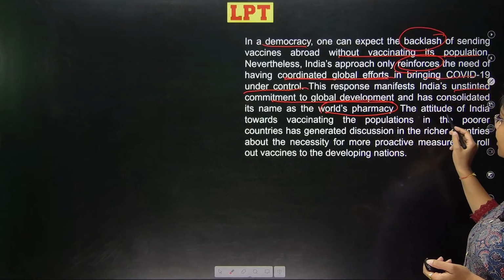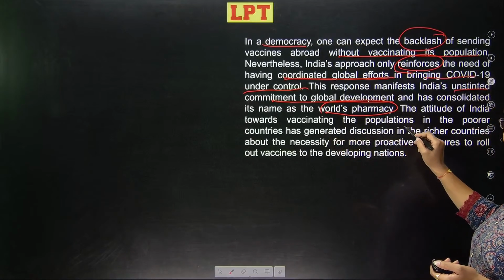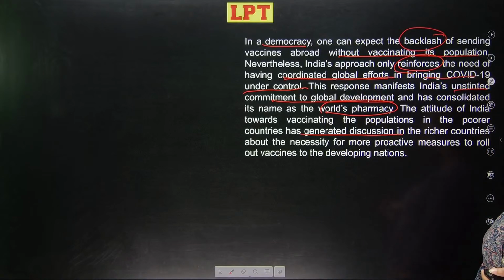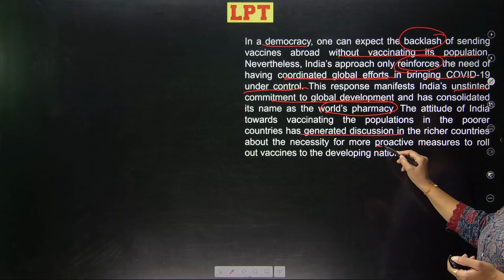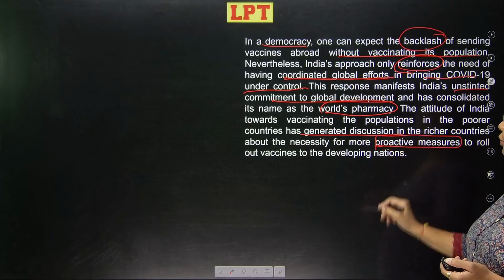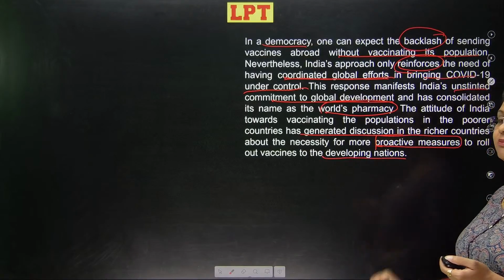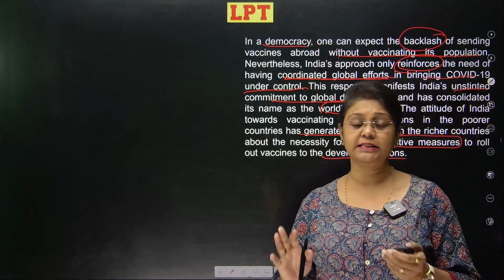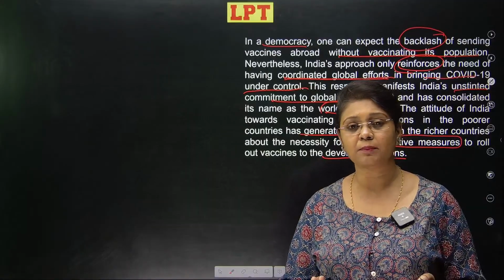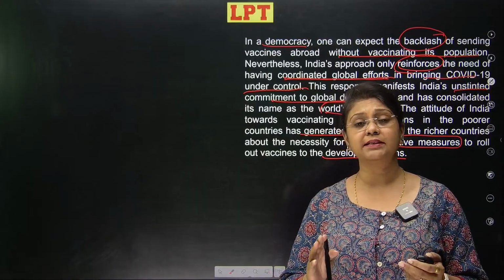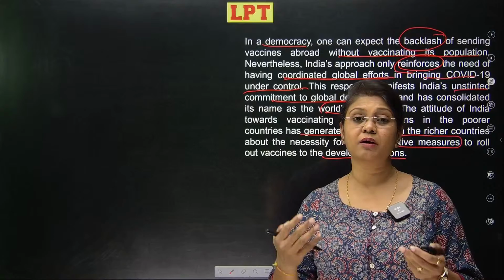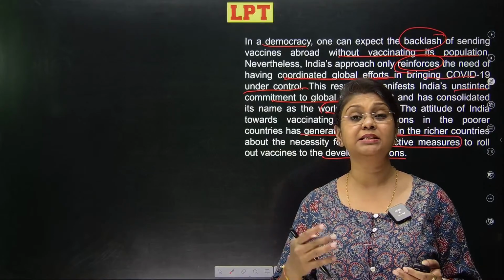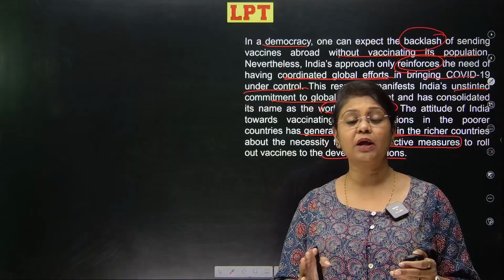Now, the attitude of India towards vaccinating the population in the poor countries has generated discussions in the richer countries about the necessity of more proactive measures to roll out vaccines to the developing nations. So essentially, this passage deals with vaccine diplomacy, and what it quotes as research is that there are many nations who have acquired vaccines to the point that they can vaccinate their populations many times. Here is the stake of India, of course.